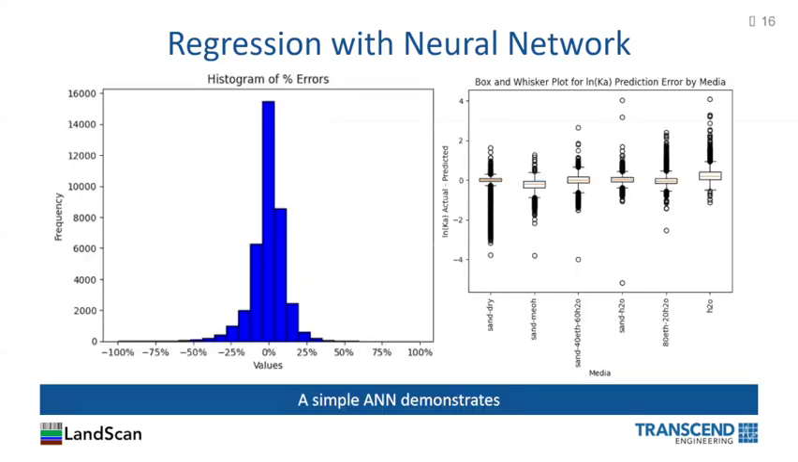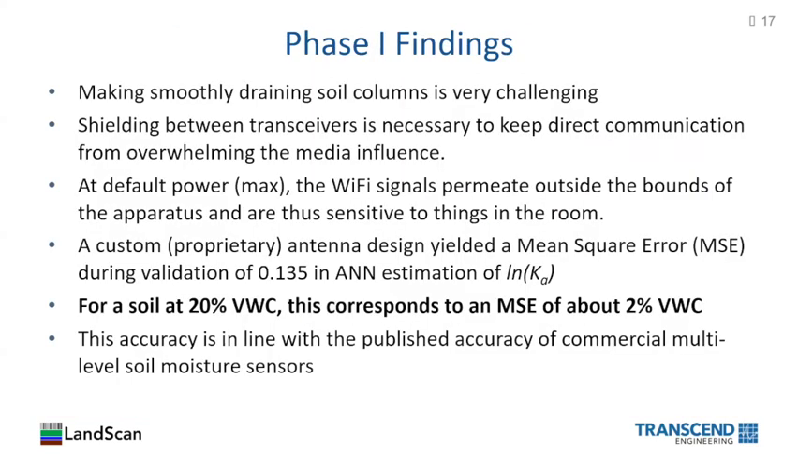Here's results that show what the histogram of errors were. We were predicting log of parent dielectric, and then there's a box and whisker showing us the spread in each of the standards. But the phase one findings, I already mentioned, making these smoothly draining columns was very challenging. So we hope in phase two, if we get funded, to do a better job of that.